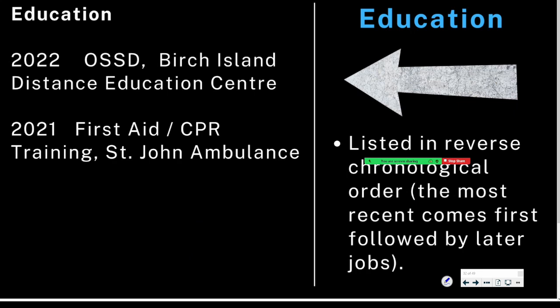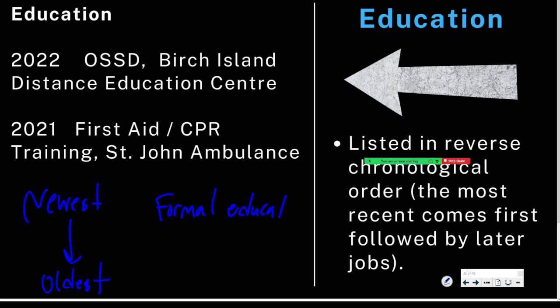Your education, this is listed in reverse chronological order. So even though it's a chronological resume, technically you're listing things in reverse chronological order. So instead of this happened, then that happened, you're listing the most recent stuff first. So she got her 2022 Ontario Secondary School Diploma from the Birch Island Distance Education Center, and then in 2021 she got her first aid CPR training, St. John's Ambulance. So it's newest to oldest, and you're putting formal education and training of any kind.